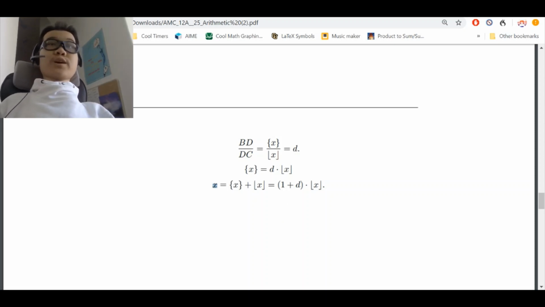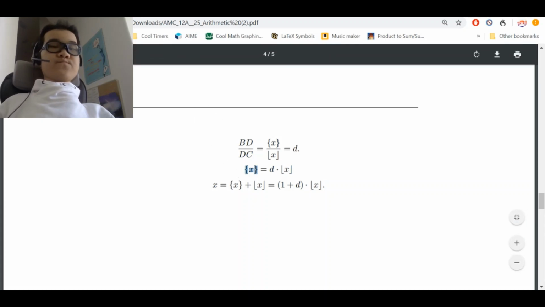So let's start trying some values. Maybe the floor of x is 1. Well, then x is 1 plus d. Maybe the floor of x is 2. Then x is 2 plus 2d. And this can continue, and you might ask yourself, when do the solutions stop? Well, at some point, when we make the floor of x large enough, then d times the floor of x will exceed 1, and the fractional part of x is always less than 1. So at some point these solutions do stop.